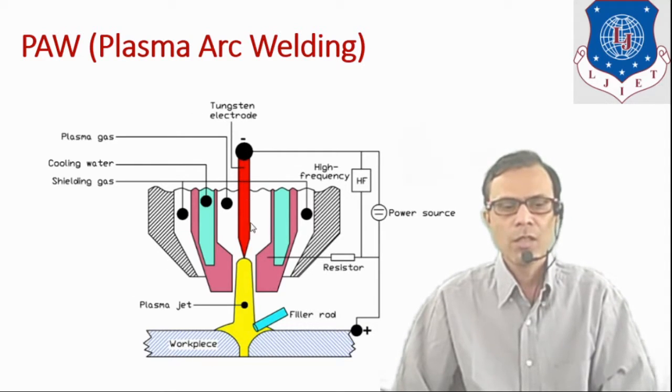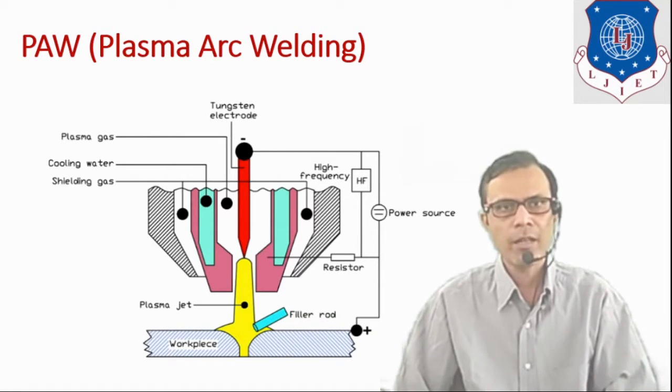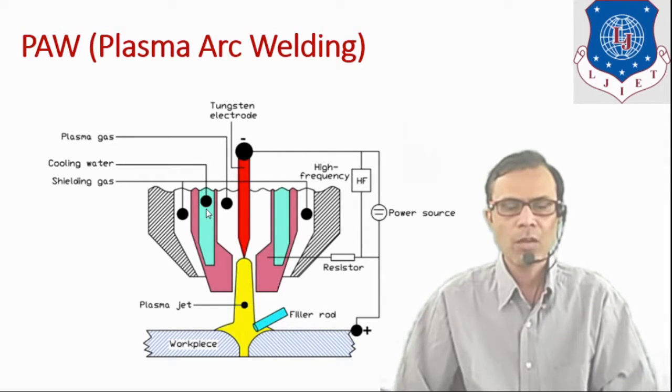The setup is shown here. In the center, the tungsten electrode is shown by this red color. Surrounding this electrode, the plasma gas is passing. It is shown here by this white color, and surrounding it is the nozzle, shown by this pink color. When the plasma gas passes through the nozzle, it possesses very high kinetic energy, or high velocity. And surrounding the nozzle, shielding gas is provided.